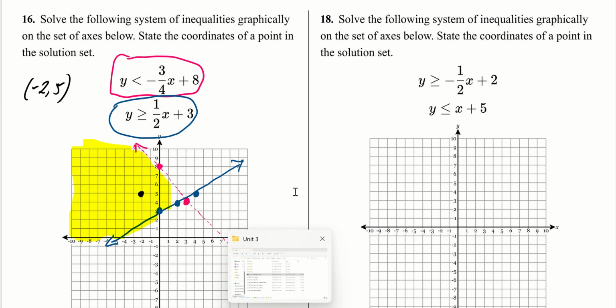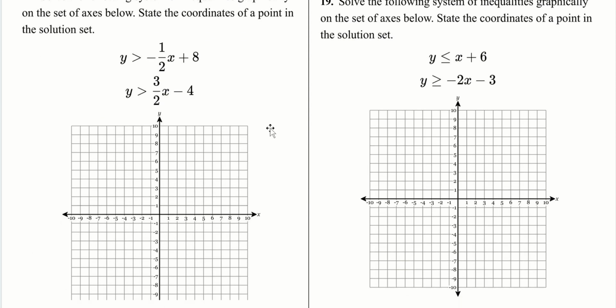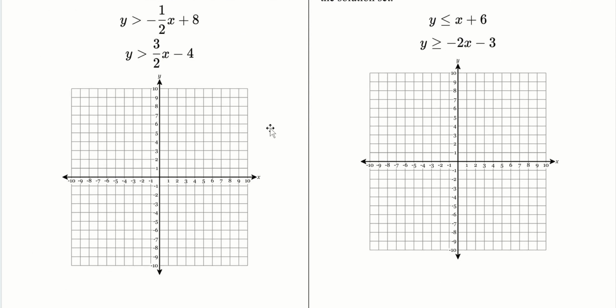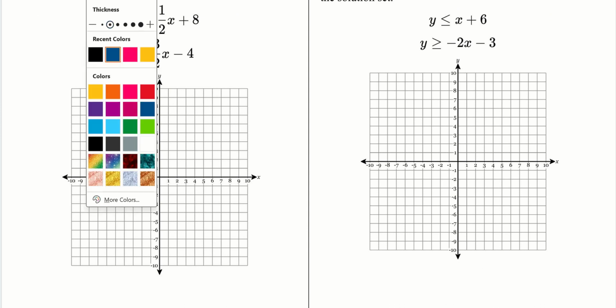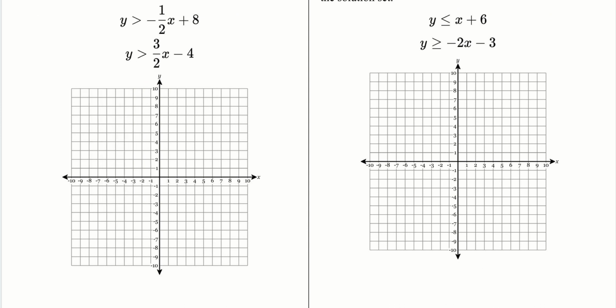Okay, let's do one more. All right, I'll do pink and blue again. So this one we'll do in pink. This one we'll do in blue. So the first one, I have a y-intercept of +8, so we'll draw a point at (0, 8). And my slope is -1/2, so I'm going to go down 1 over 2.